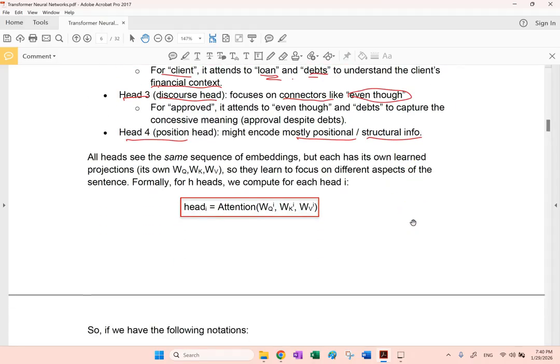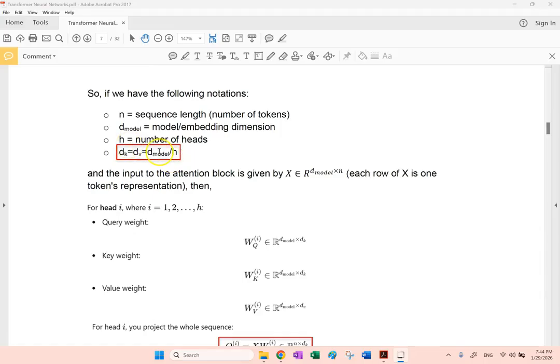So now you have H heads, right? Each head, for each token, has generated these queries, keys, and values using these projection matrices W_Q, W_K, and W_V, right? Okay, fine. And so using all of these W_Q, W_K, and W_V, which is for each token, you're going to pass them, and you can get the attention layer for head number i. So you have H of these heads.